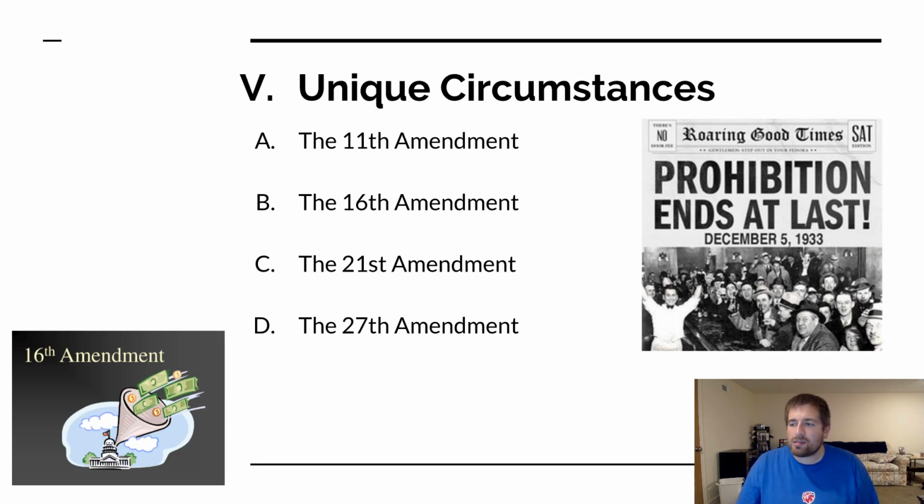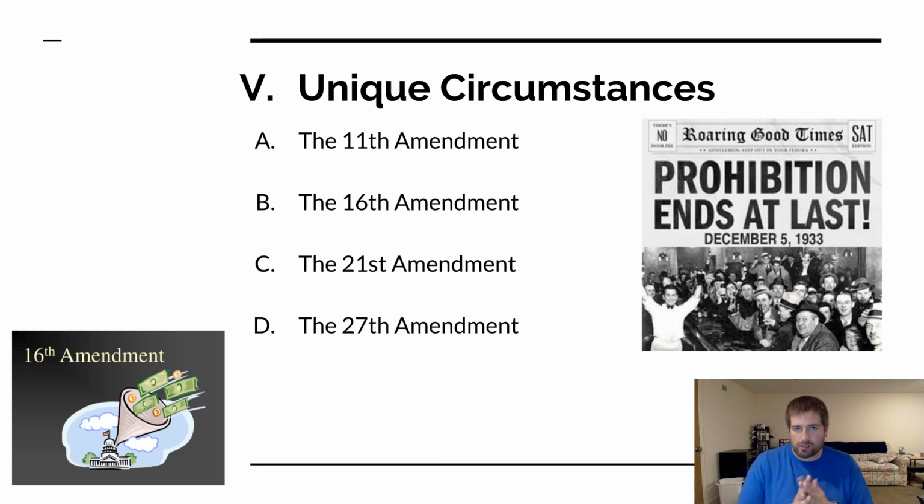The 21st Amendment. This amendment is the amendment that repealed prohibition. So this amendment repealed the outlaw of alcohol. If you remember, that itself was an amendment. We passed a constitutional amendment to ban the sale of alcohol. This is unique for the reason that it is the only amendment to repeal another amendment. It is the only time that we have overturned another amendment using an amendment. So that's what makes the 21st Amendment unique.